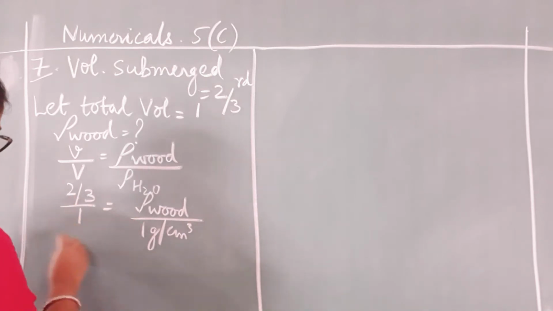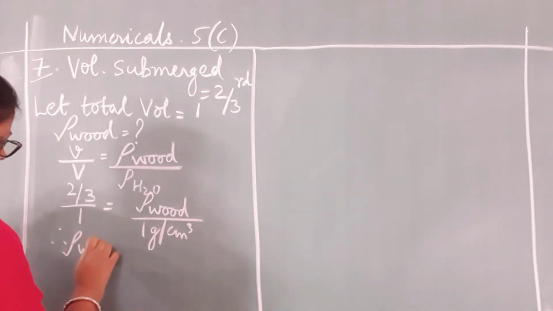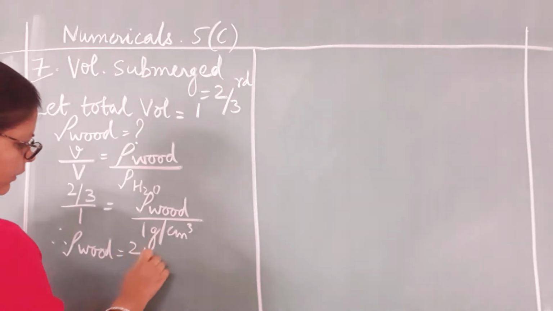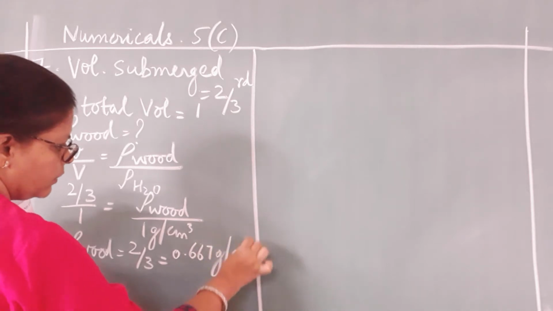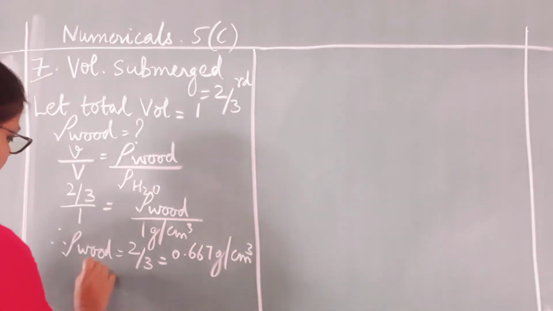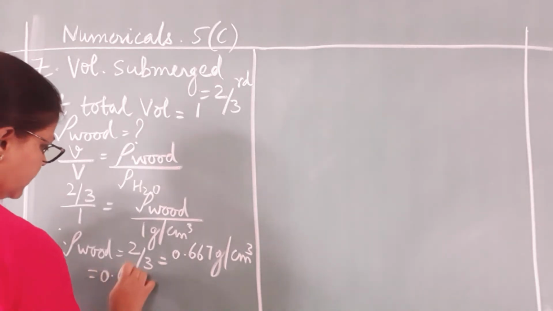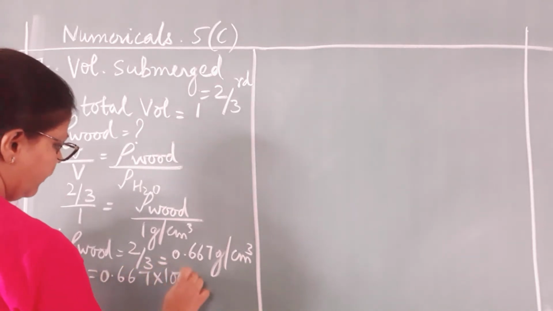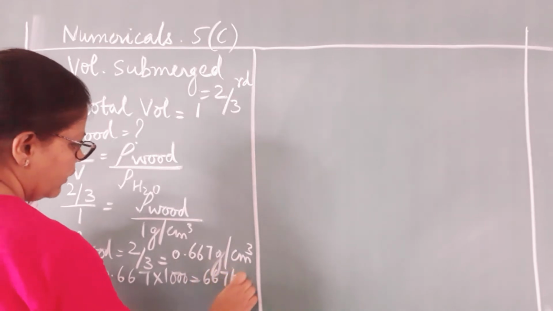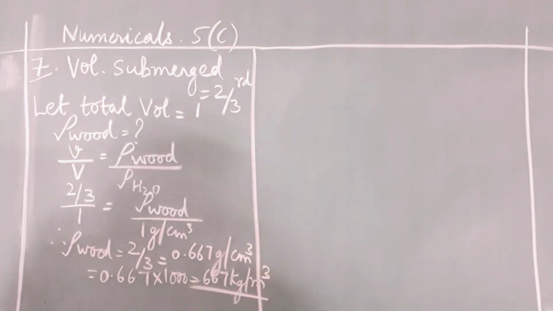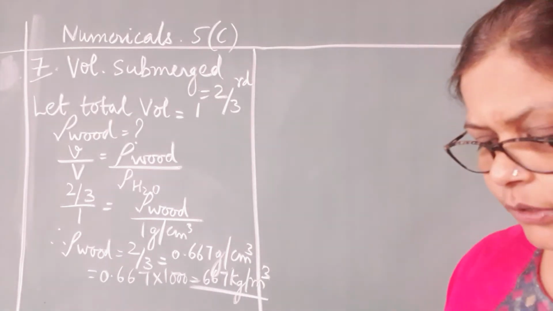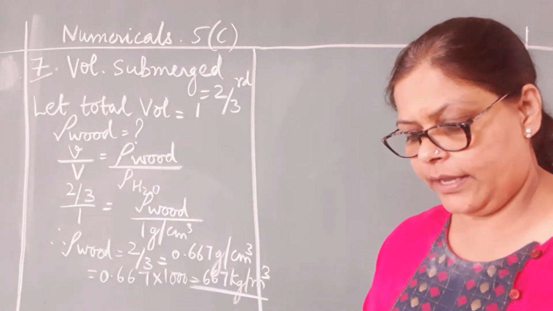Now when I cross multiply, I get density of wood to be equal to 2/3. And if you see, what is 2/3? 0.667 gram per cubic centimeter. If you want to find out the answer in the SI unit, what will I do? 0.667 into 1000. That will give me 667 kg per cubic meter, the value of density in SI unit. Okay children? Now after this we are going to go to the next part of the question.